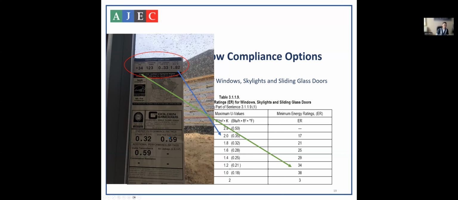Even in the wintertime, it will cause overheating because it's allowing so much energy in here. I mean, this is a different topic on comfort, but in energy performance-wise and energy modeling, I can model this window as a 1.2 window because it's at energy rating 34 or higher.